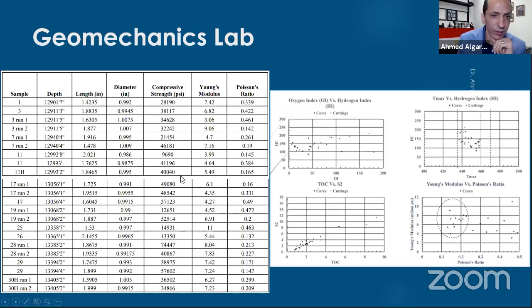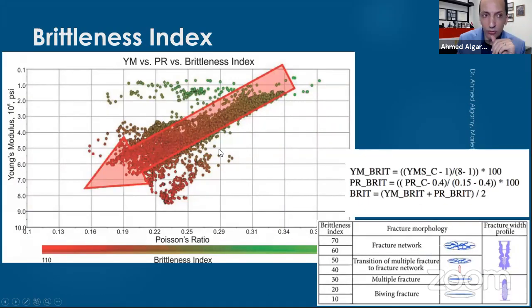Okay, here to the left is a table from a rock mechanics company. It tells me information about the compressive strength, Young's modulus, Poisson's ratio. This helped me to know the mechanical properties of the formation.